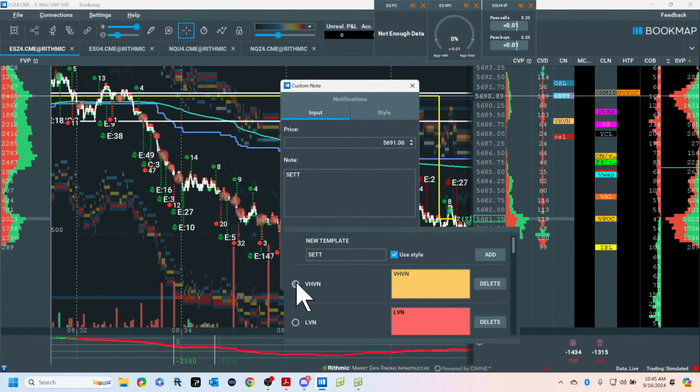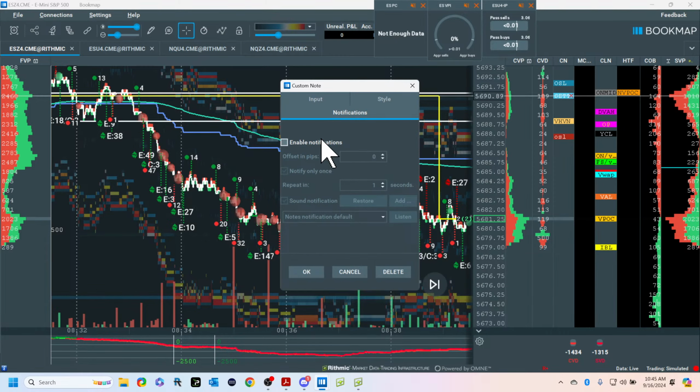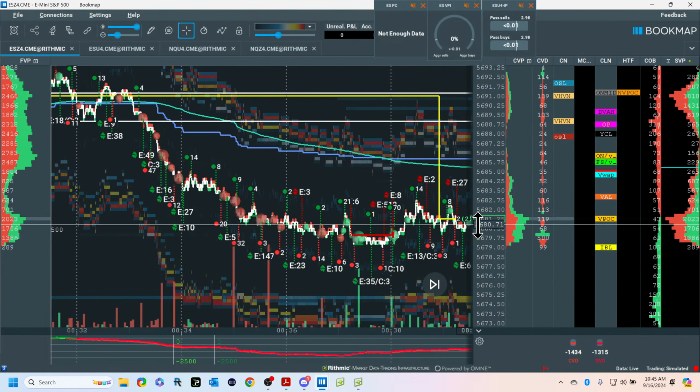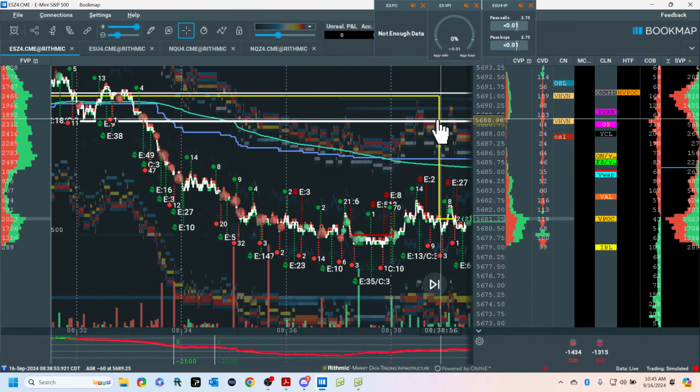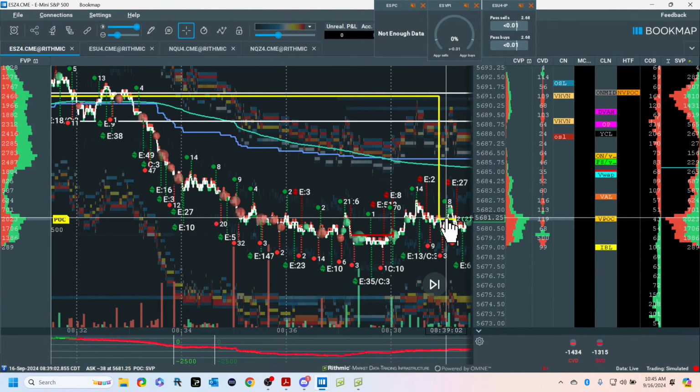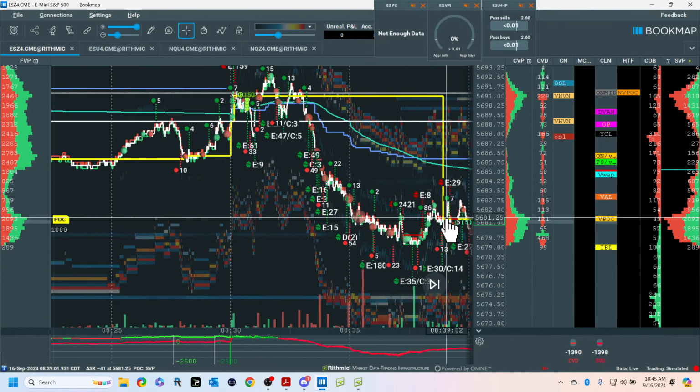So I need to keep track of these in case we come back to them. Whoop, I don't need that. Okay. So this is our variable high volume node. This was a variable high volume node. It also can act as resistance. This is our new retail price. So let's look.